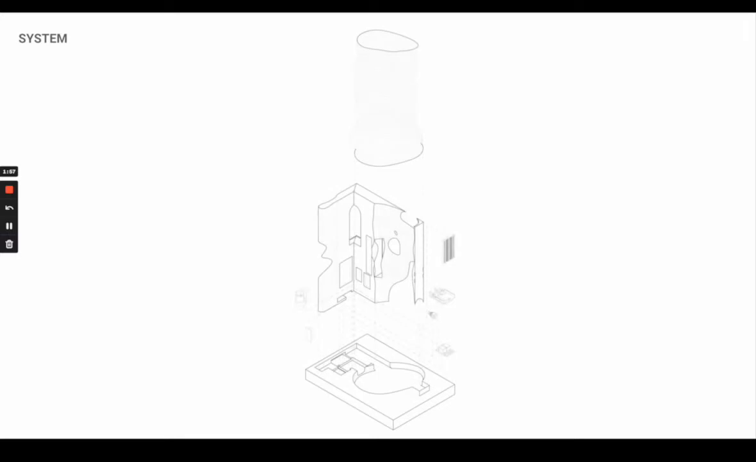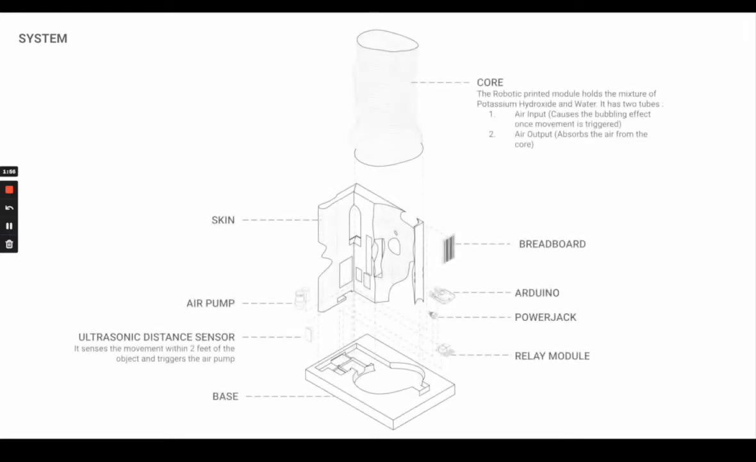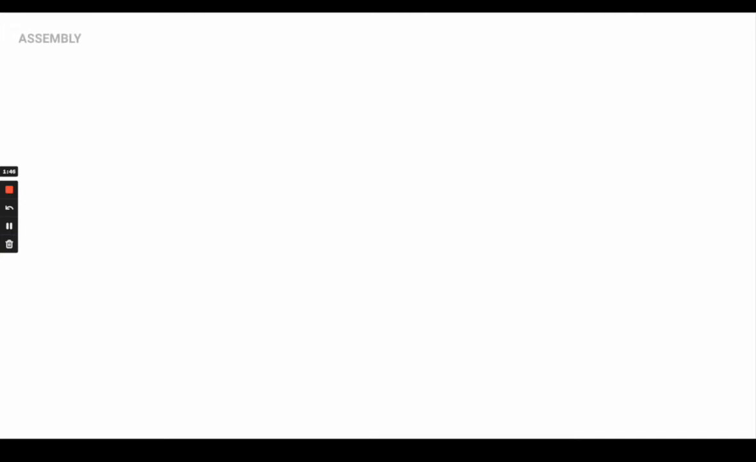This is the system diagram that shows how the Arduino controls the engagement with humans as the prototype senses movement. It shows the system and its core and the cap. The following is the assembly diagram of the prototype.